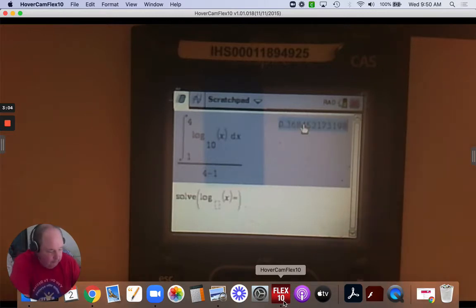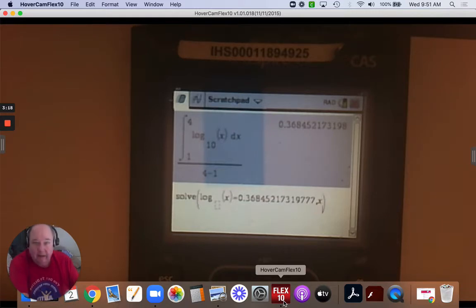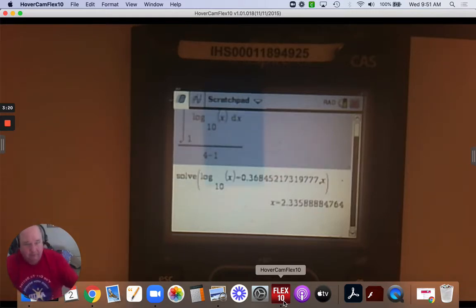highlight it. I'm going to go Control C, that copies it. Then I'm going to come back here, click on it, and then I'm going to go Control V to paste it in. And then make sure you go comma x, and then go Control Enter. And so at what x coordinate does the average value occur? So it's about 2.335. You can truncate or you can round.